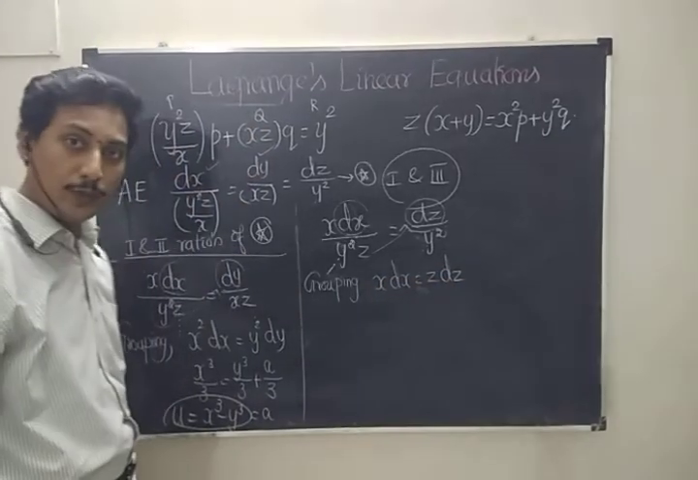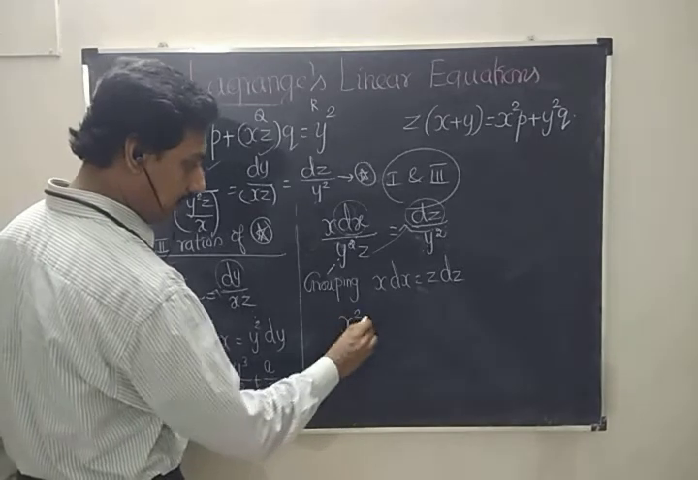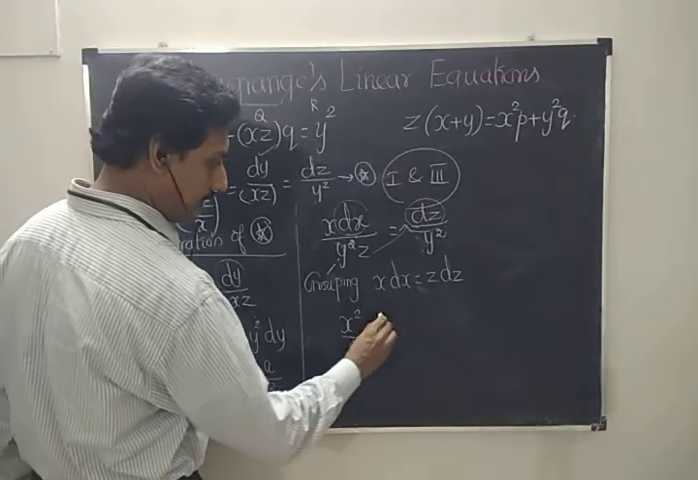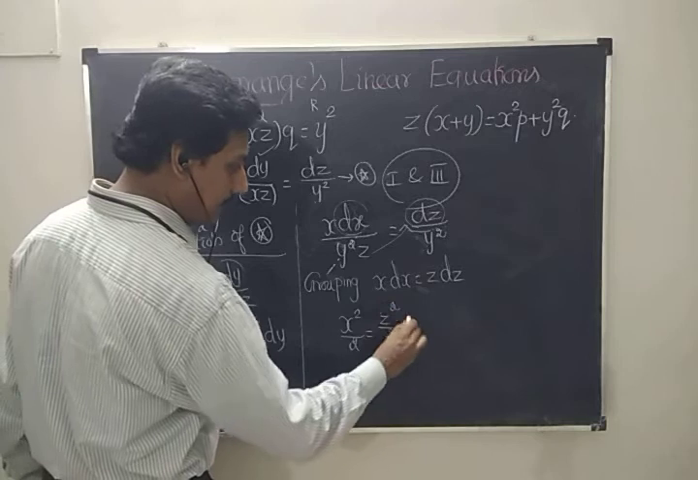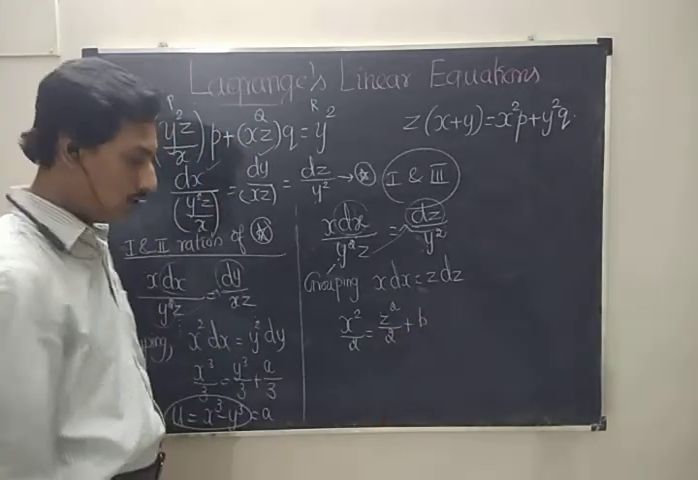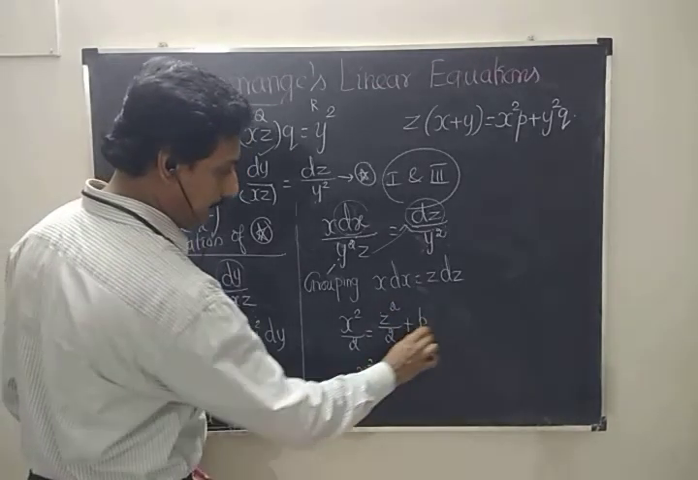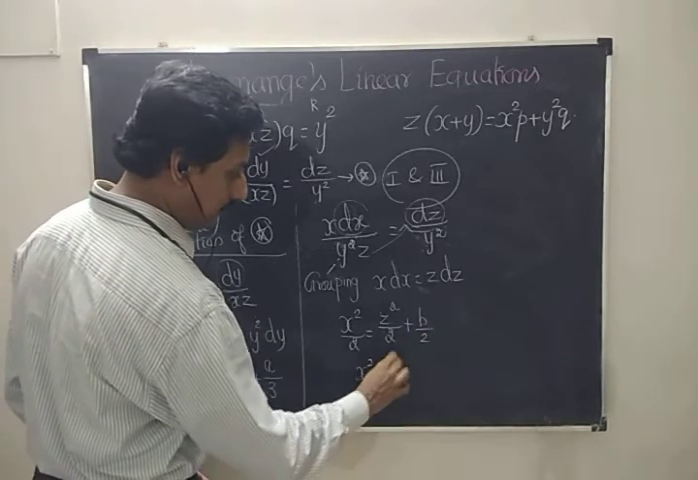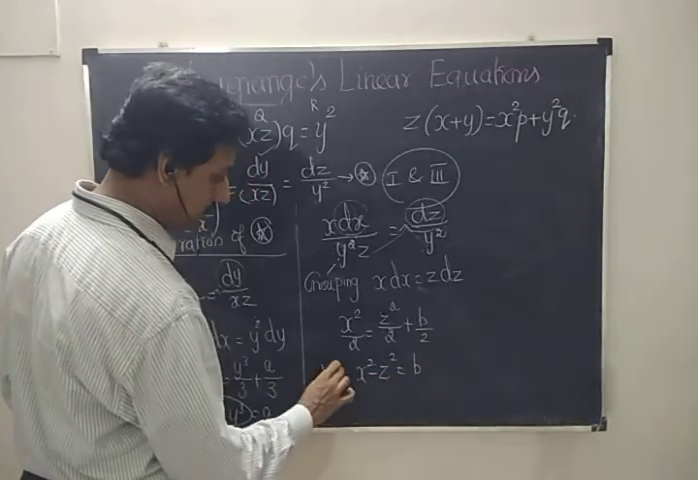Once they are grouped, go for the integration. I am getting x squared by 2 is equal to z squared by 2 plus b by 2. What is z? z is a function of x and y, that is already known. So otherwise, x squared minus z squared is equal to some b. So this is my second one.